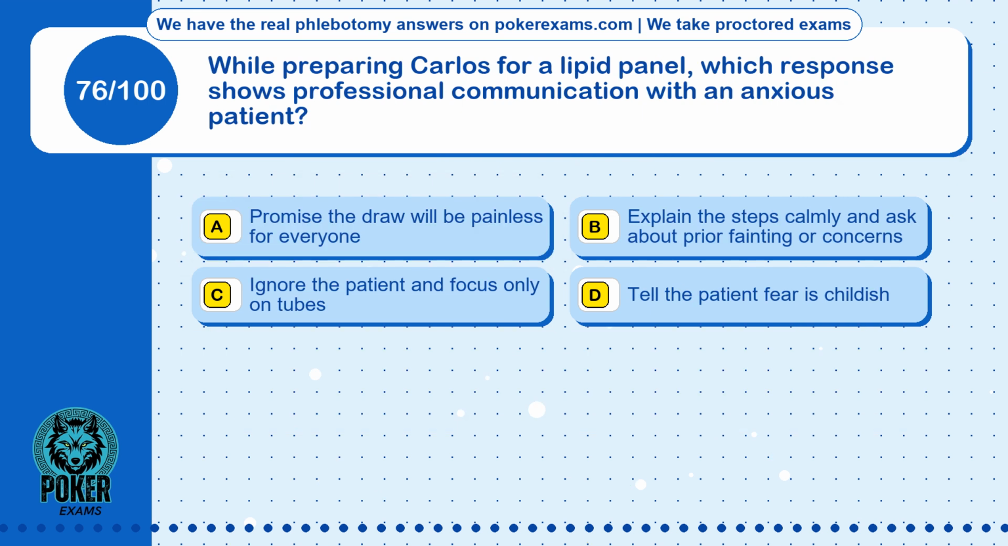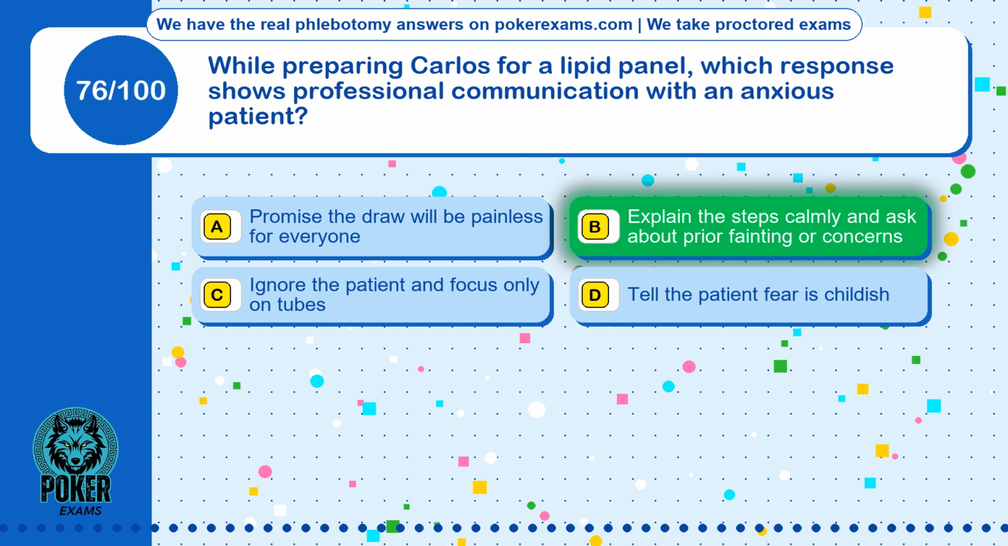Question 76. While preparing Carlos for a lipid panel, which response shows professional communication with an anxious patient? Option A, promise the draw will be painless for everyone. Option B, explain the steps calmly and ask about prior fainting or concerns. Option C, ignore the patient and focus only on tubes. Option D, tell the patient fear is childish.